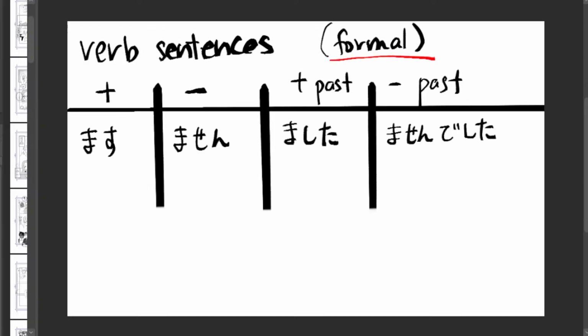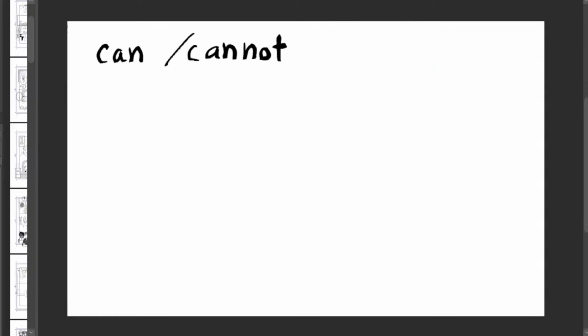For usual verb sentences, you have masu, masen, mashita, masen deshita. So how do you say I cannot go or I can go? The usual verb is ikimasu, which means I go or just go. In Japanese you don't really use the subject. So how can you say I can go?